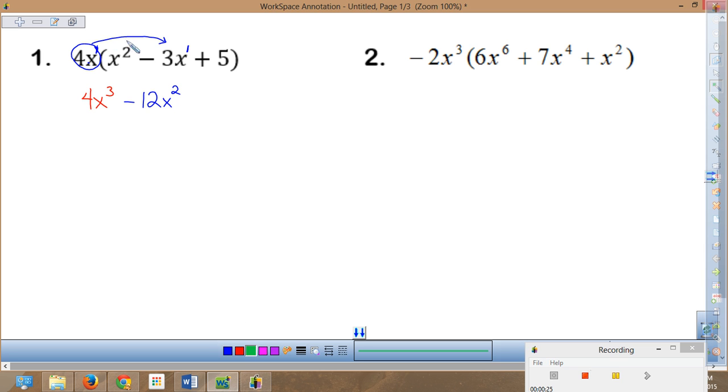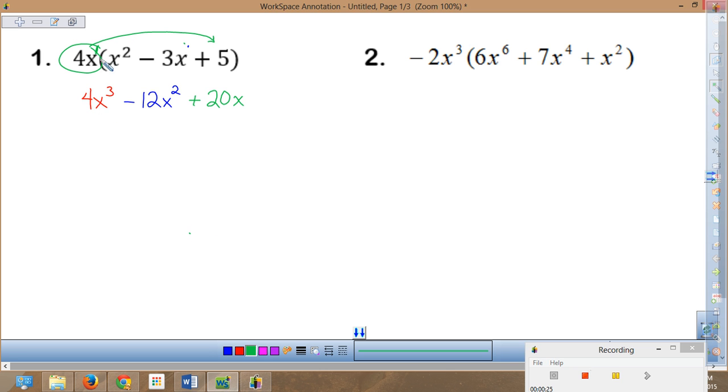1 plus 1 is 2. We're then going to take the 4x and multiply it to this positive 5. 4 times positive 5 is positive 20. And then there's 1x here and none here. 1 plus 0 is 1. So we have 1x, but we don't need that 1, and so it'll go away.